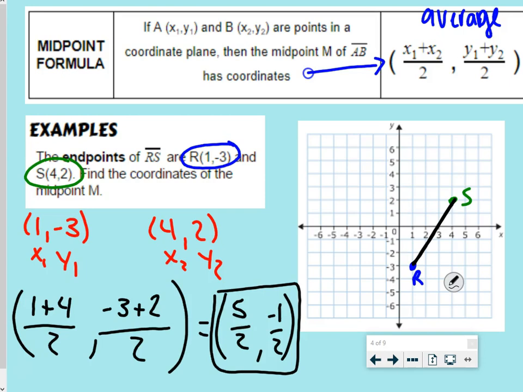So if we plot that on our coordinate plane, right there, coordinate point M looks like it is right in the middle. So that would be our midpoint.